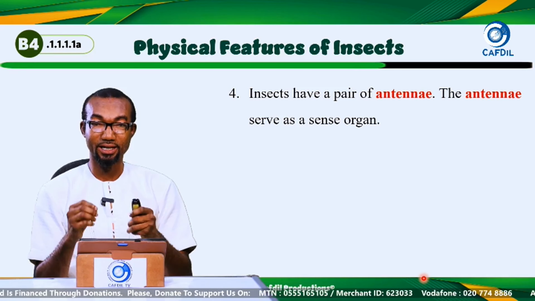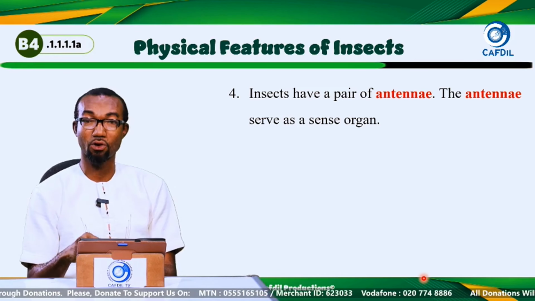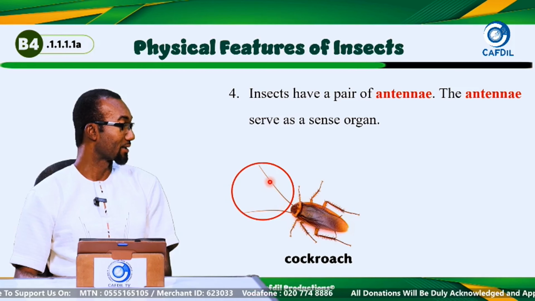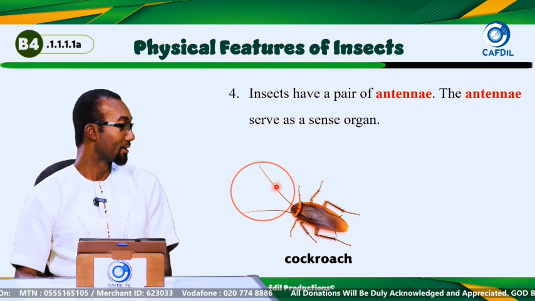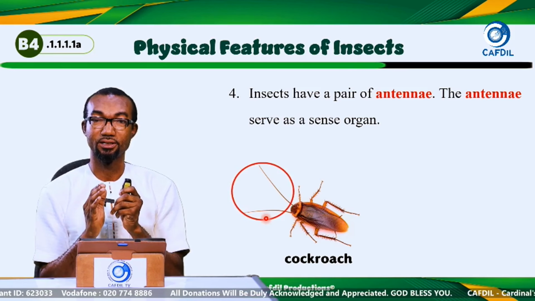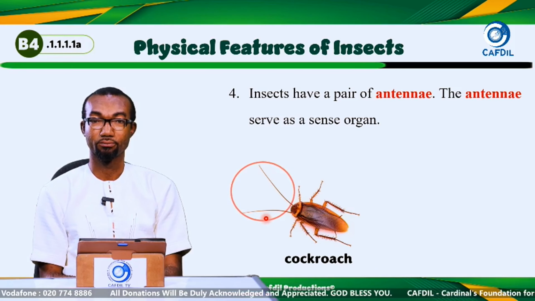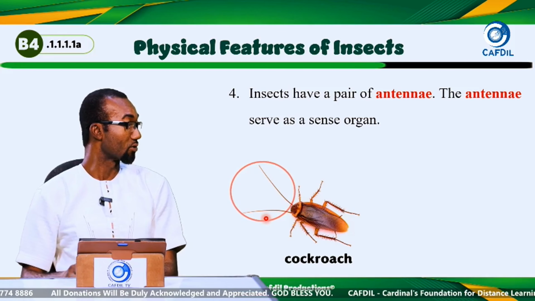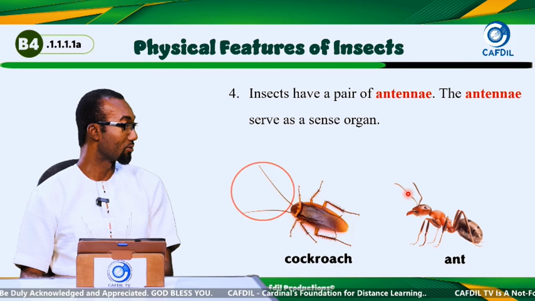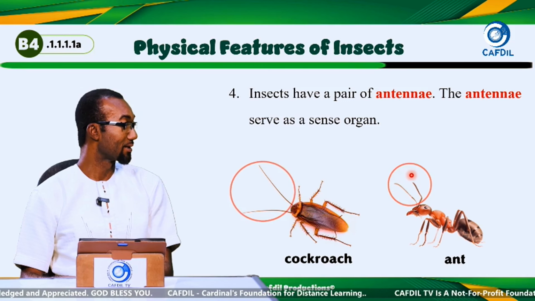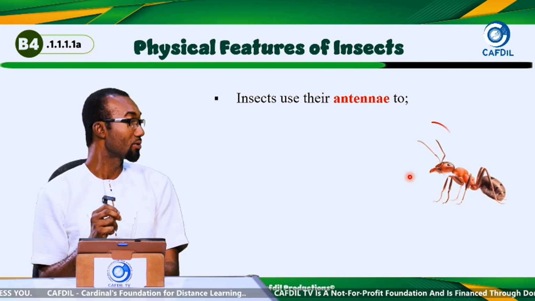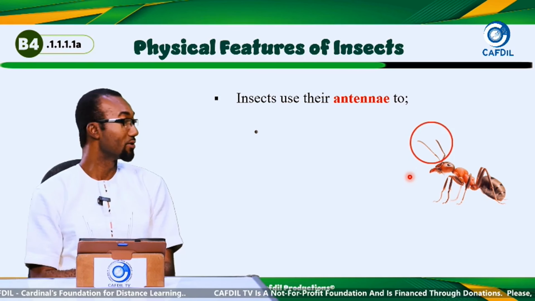5. The insects also have sense organ, and the sense organ is the antenna, and this is what you call the antenna. This pair of antenna, 1, 2. When we say pair, it means they use it together. So this is the antenna of the insect. If you look at the ant here too, this is the antenna of the ant, and they use it as a sense organ.